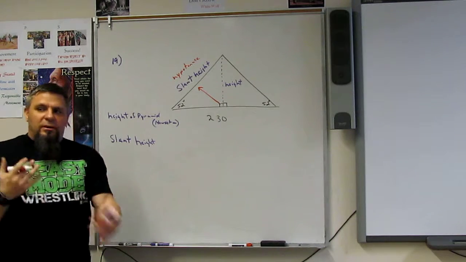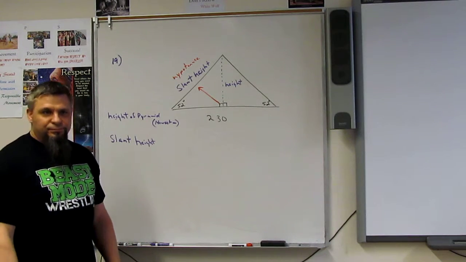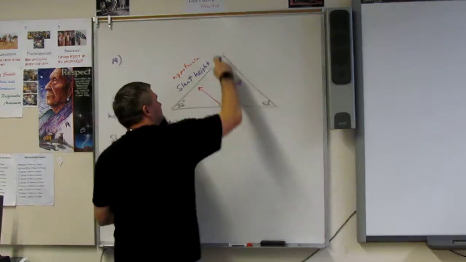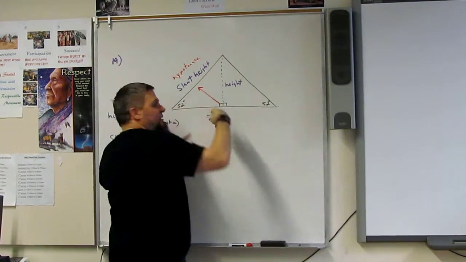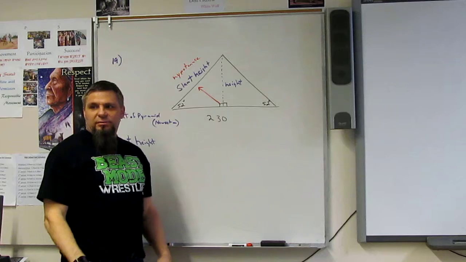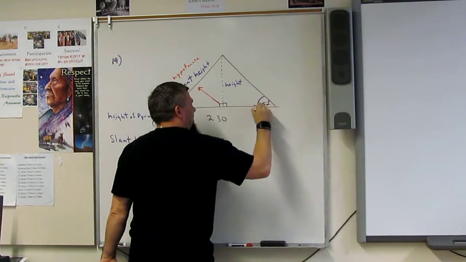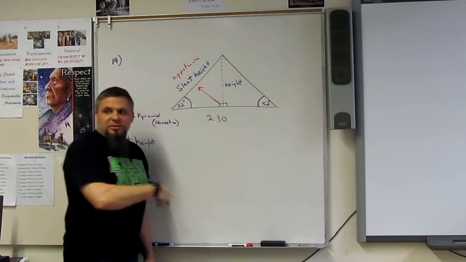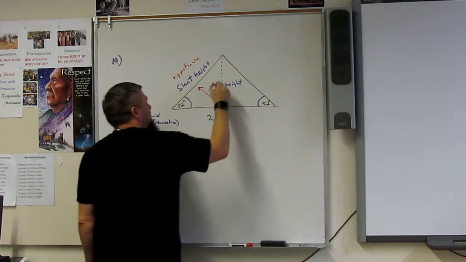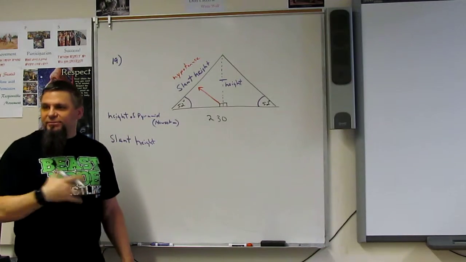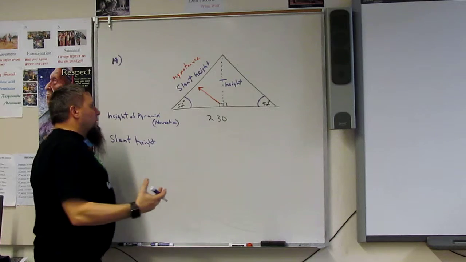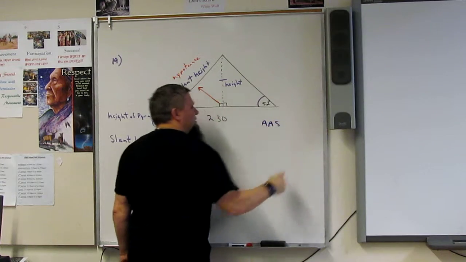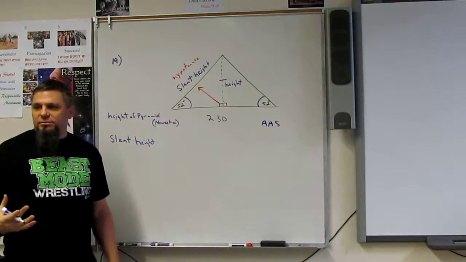We need to pull out some of our geometry. For one, this side, this height, is shared between these two triangles, right? So I know that this angle is congruent to this angle, and this angle is congruent to this angle because they're both perpendicular. And I also know that this side is congruent to itself, the reflexive property. Remember that? So I have angle, angle, side. So that tells me that these two triangles are congruent.